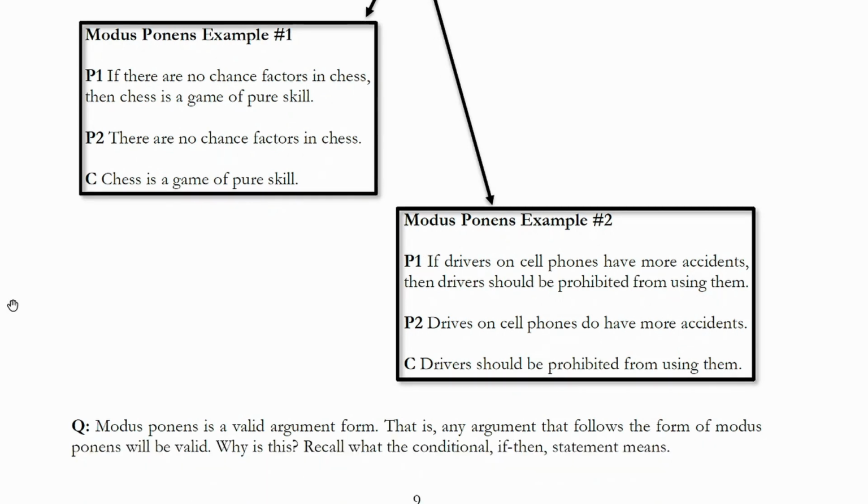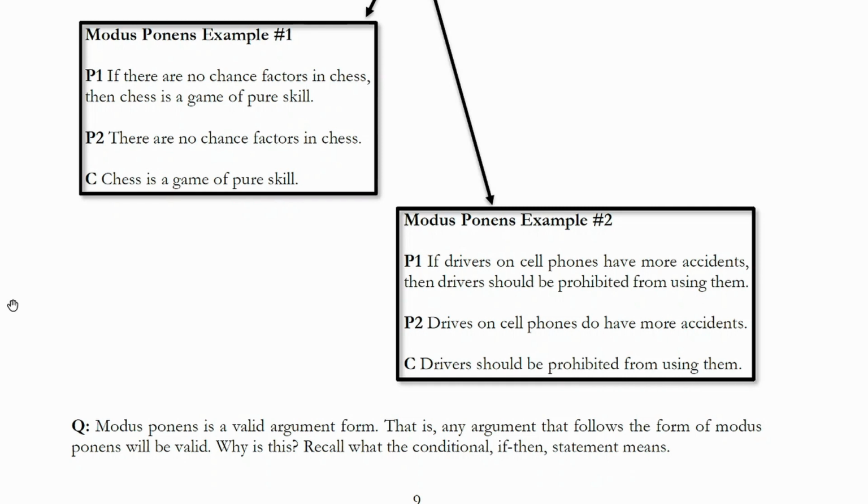Let's look at a second example of a modus ponens argument. Premise 1. This one also comes from the book. If drivers on cell phones have more accidents, then drivers should be prohibited from using them. Drivers on cell phones do have more accidents, therefore, conclusion, drivers should be prohibited from using them.